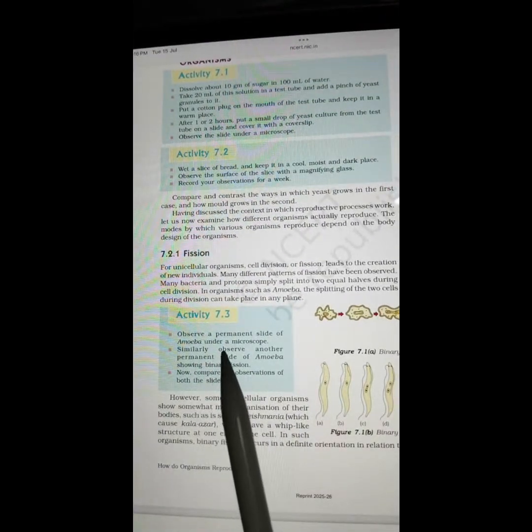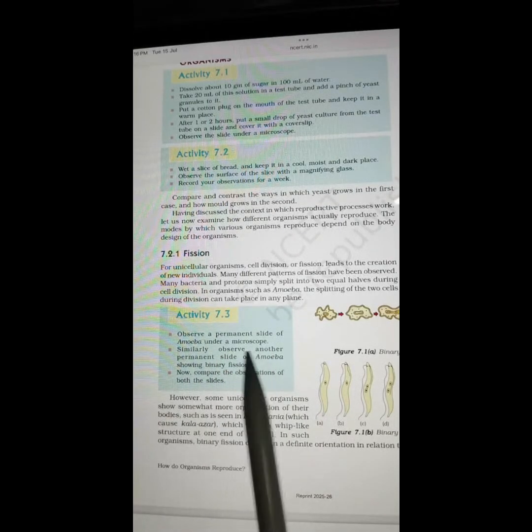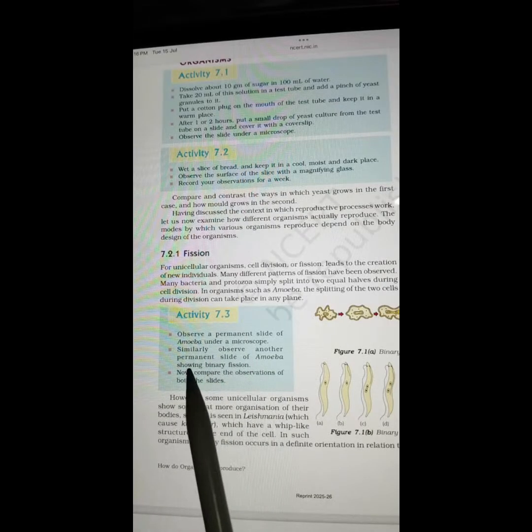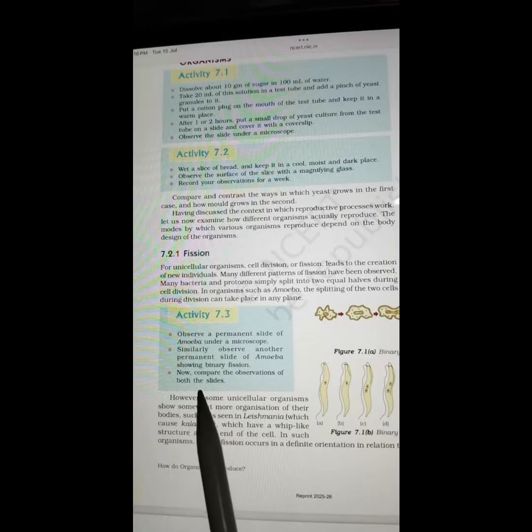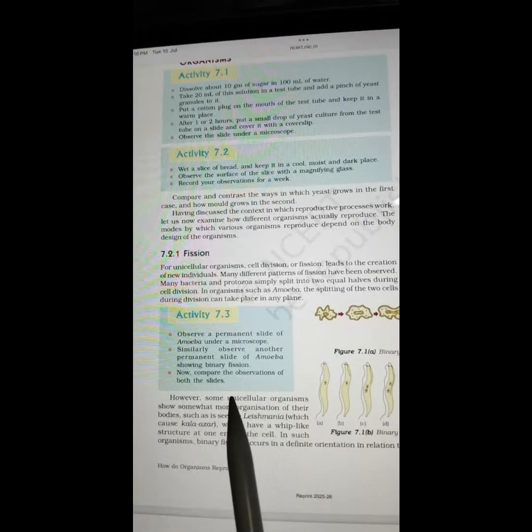Activity 7.3: Observe a permanent slide of amoeba under a microscope. Similarly, observe another permanent slide of amoeba showing binary fission. Now compare the observations of both the slides.